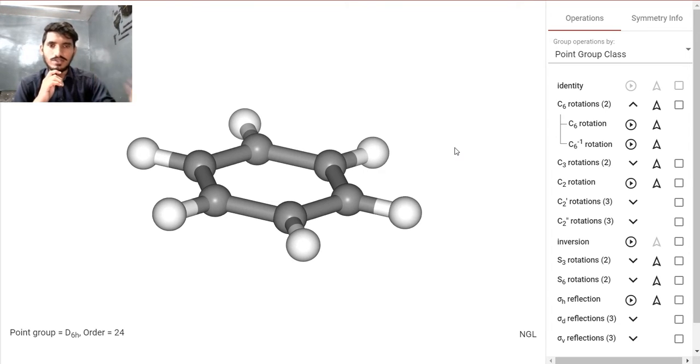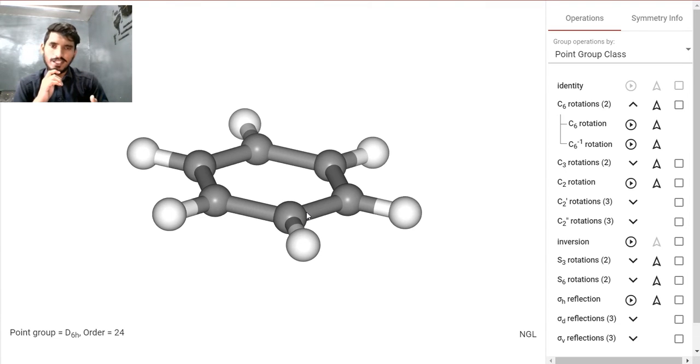There is a 60-degree angle between each of the carbon atoms. The angle between this carbon atom and this carbon atom is 60 degrees, and again between this carbon atom and this carbon atom, the angle is 60 degrees. Each of these angles is again 60 degrees. So there is an angle of 60 degrees between adjacent carbon atoms.